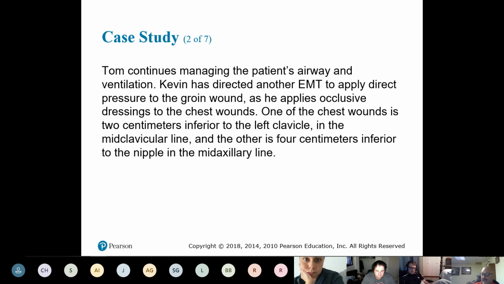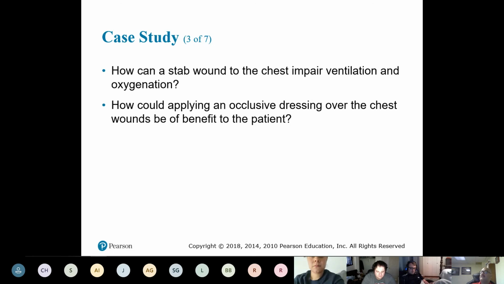All right. So now, how can a stab wound to the chest impair ventilation and oxygenation? The lungs are damaged. It's going to affect the lung, right? It's going to puncture the lung. Well, what about also the pain of tearing through the muscle?